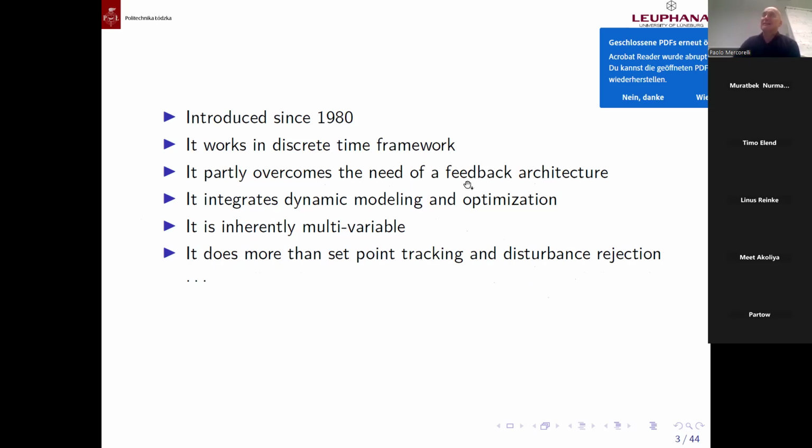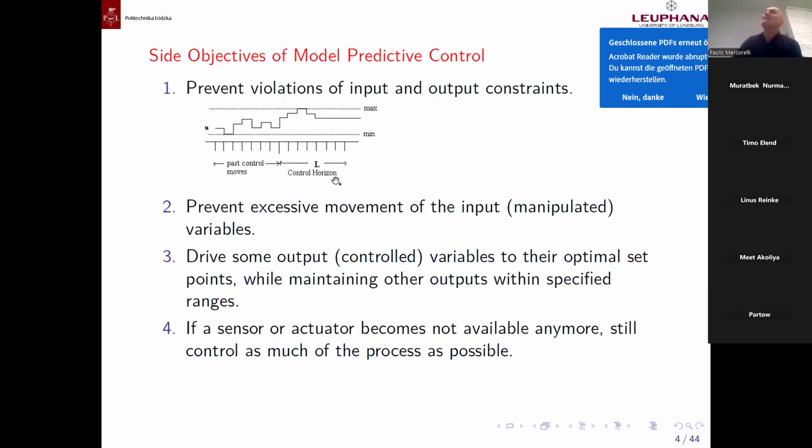This method is a mix between feedback control and feed-forward control. We will see a little bit more in detail also today. Discrete, I already told you that we need a discretization in order to predict. About this, I already told you we can include also constraints, upper and lower bounds on some variables.